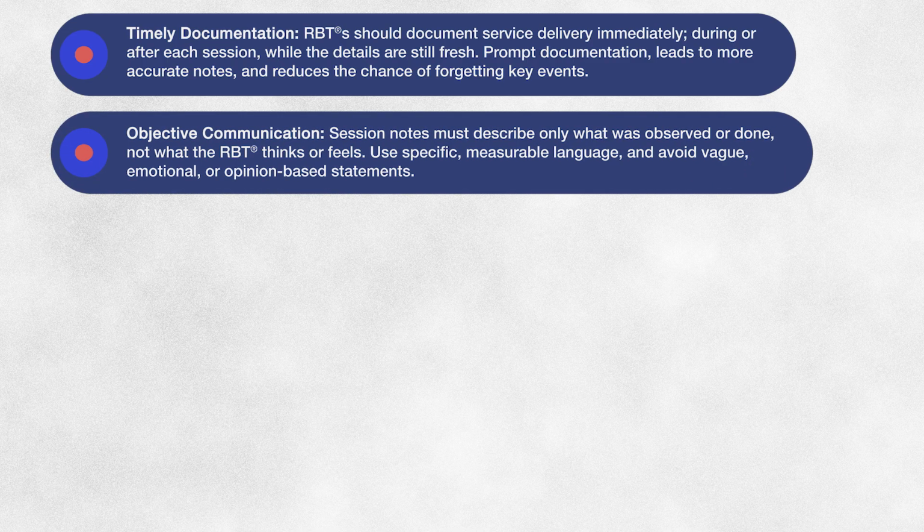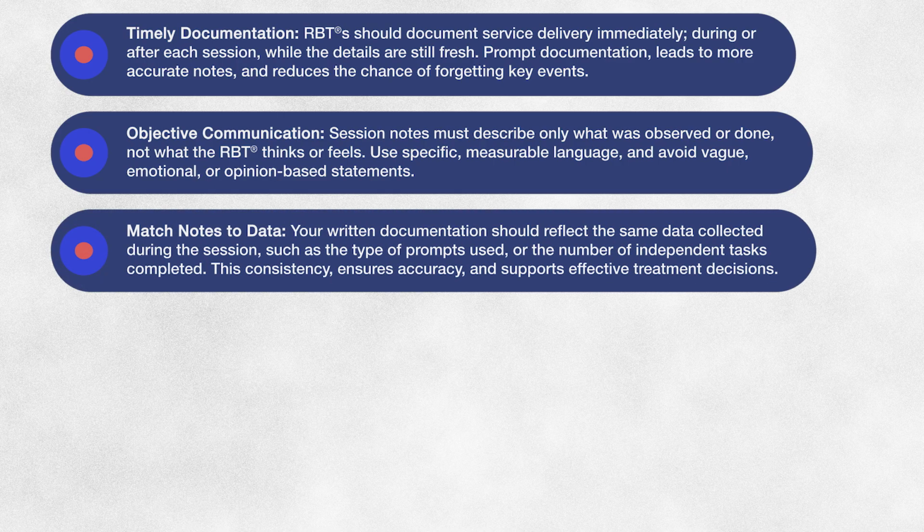Objective communication. Session notes must describe only what was observed or done, not what the RBT thinks or feels. Use specific, measurable language and avoid vague, emotional, or opinion-based statements. Match notes to data. Your written documentation should reflect the same data collected during the session, such as the type of prompts used, or the number of independent tasks completed. This consistency ensures accuracy and supports effective treatment decisions.